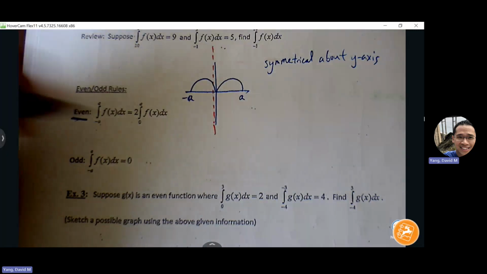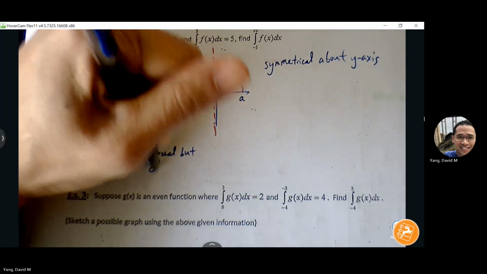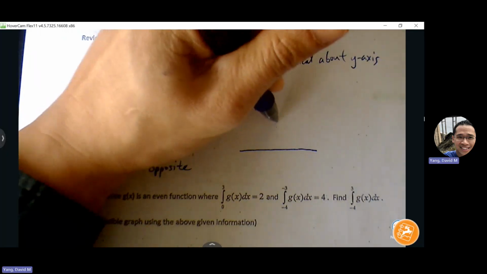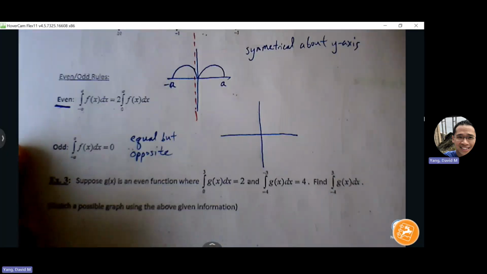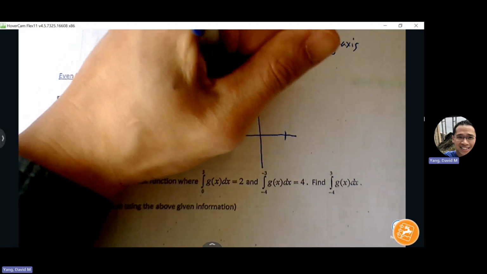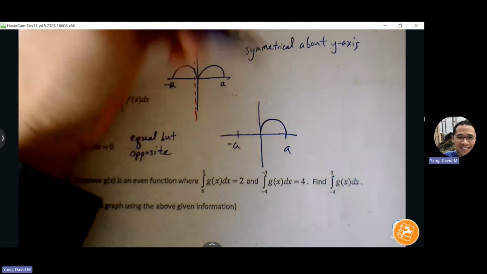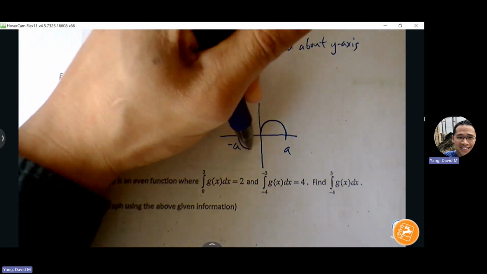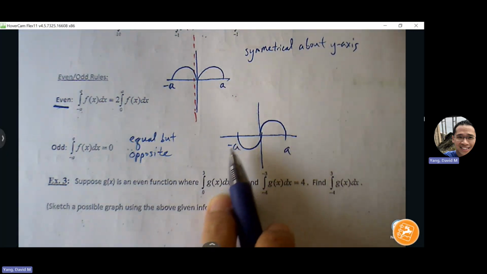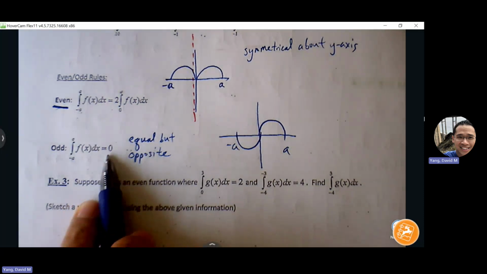Now, an odd function is equal but opposite. Equal area, but they're going to be opposite in terms of everything will cancel each other out. So in other words, let's say this was negative a and a. If I had a graph that looked like this, that's above the x-axis, then from negative a to a, I'm going to have what? A graph that's below, right? They're going to be equal area. So if I add up the region from negative a to a, as long as they're the same distance away from the y-axis, they're always going to zero out.